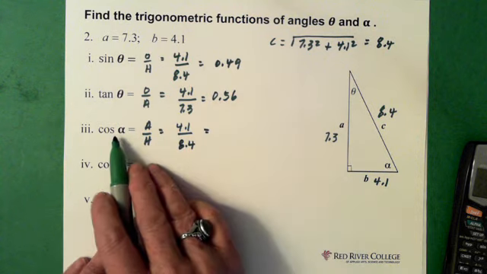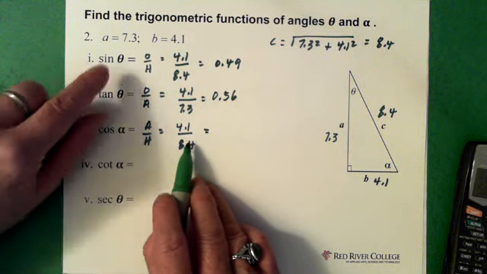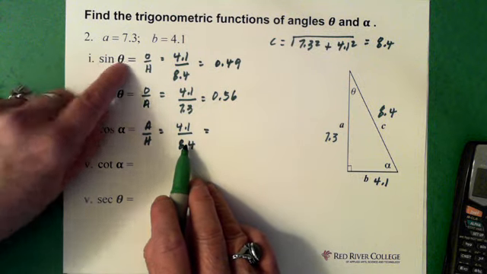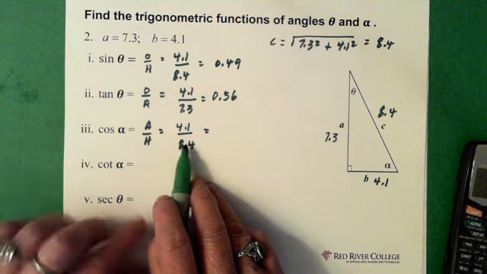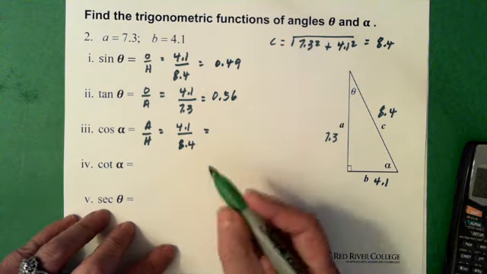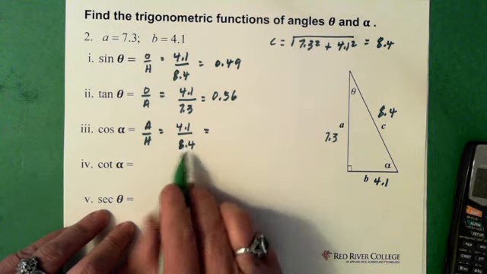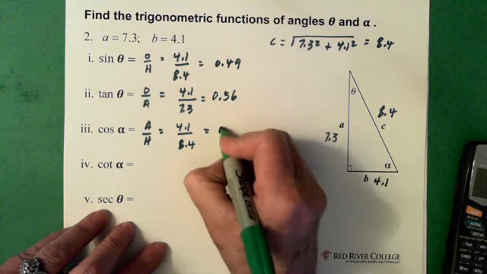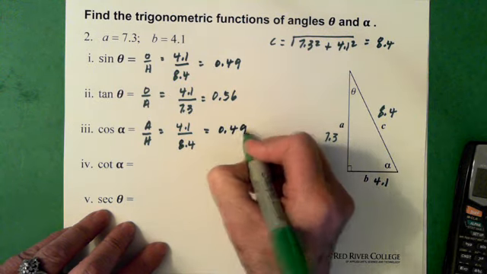So you can see that the cos of alpha is the same as the sine of theta, okay? Which, I mean, is going to happen, right? So 4.1 divided by 8.4, we end up again with 0.49.